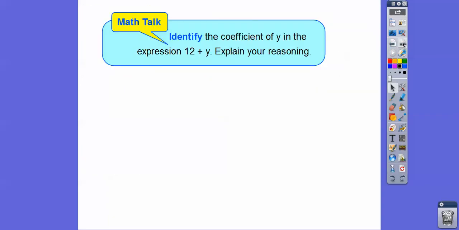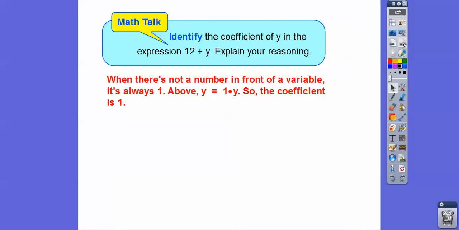All right. So identify the coefficient of y in the expression 12 plus y and explain your reasoning. Okay, so when there's not a number in front of this variable right here, then it's understood to always be 1 because this is y, and y is 1 times y, so the coefficient is 1. If there's no number in front of it, it's always 1.